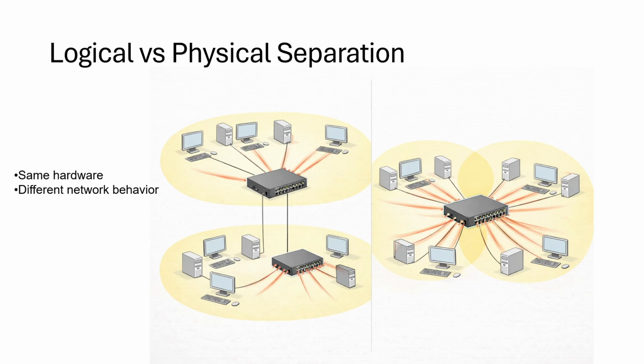Let's slow this down. Physical separation means this switch is for accounting, that switch is for engineering, and cables define identity. Logical separation is VLANs. The same switch serves everyone, but behavior depends on VLAN membership. Why does that matter? Because people move, teams reorganize, offices change. VLANs let the network follow organization, not the furniture.